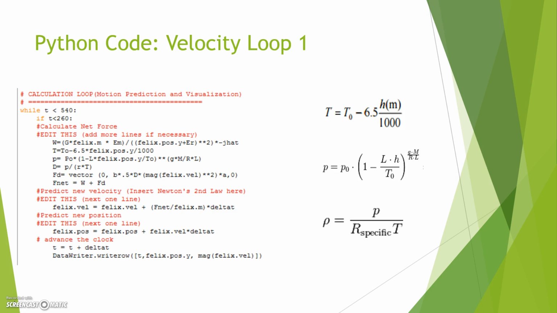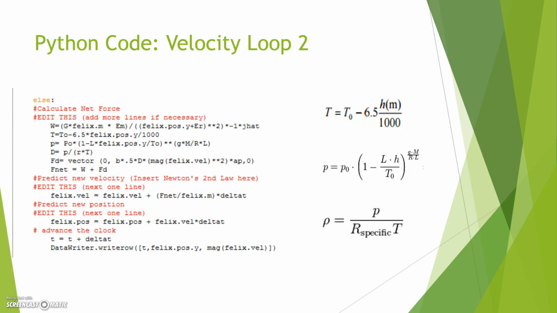During this time, Felix is in free fall, so the cross-sectional area is just the cross-sectional area of Felix, 0.2 meters squared. The weight force and drag force have been added in, and since the drag force relies on density, the density equation is added. It is shown that the equation for density is P divided by R times T, and both the pressure and the temperature equations are shown here.